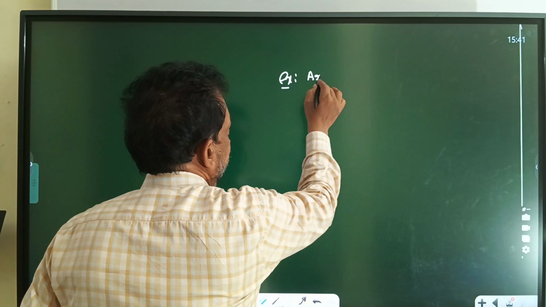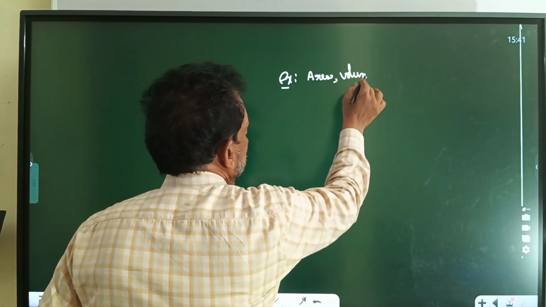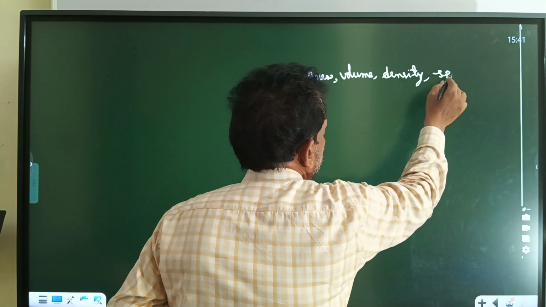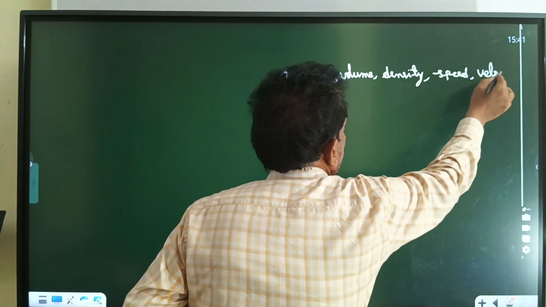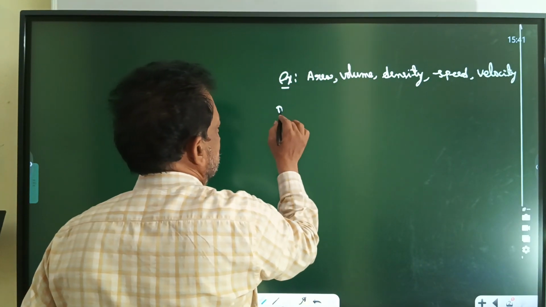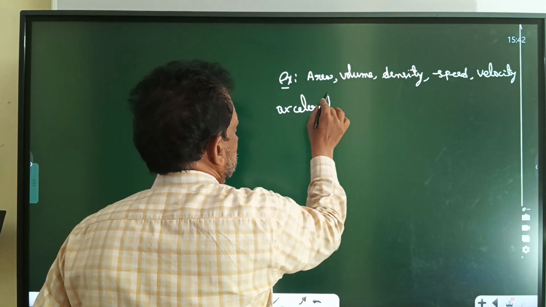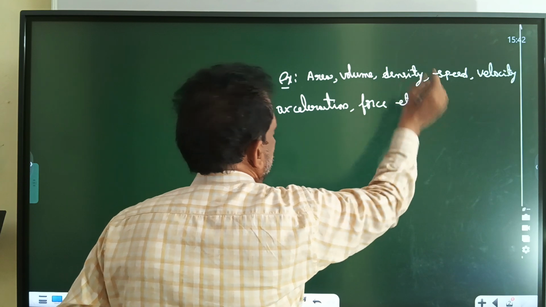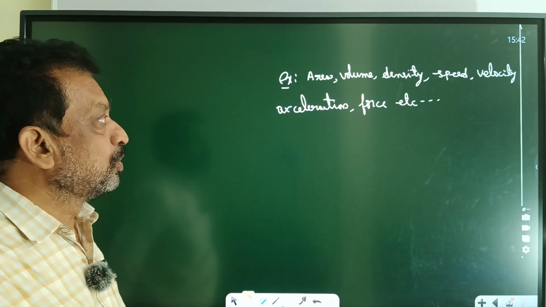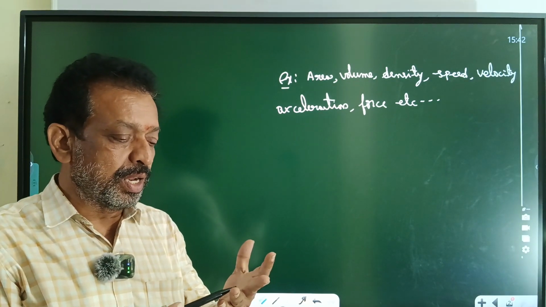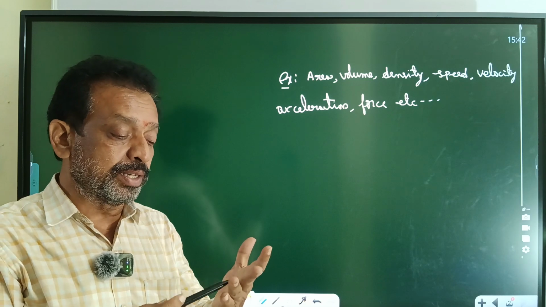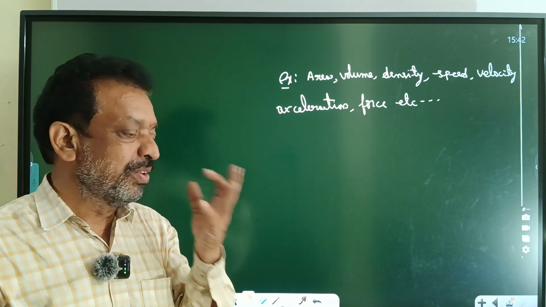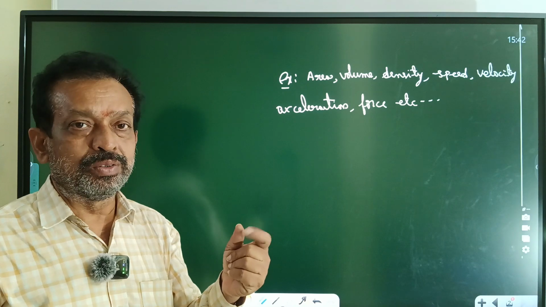Examples: area, volume, density, speed, velocity, acceleration, force, etc., many others. If you know velocity, acceleration and force, the maximum derived quantities in physics can be derived, because they all depend upon these only. So many you get easily.